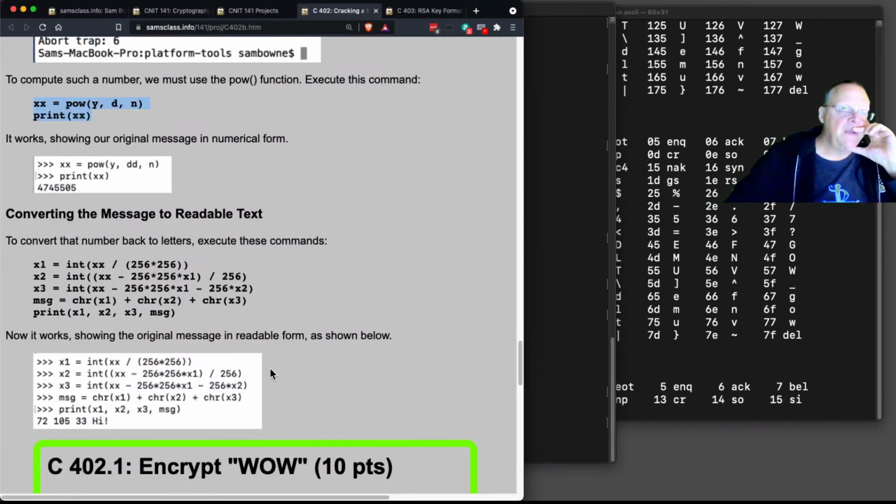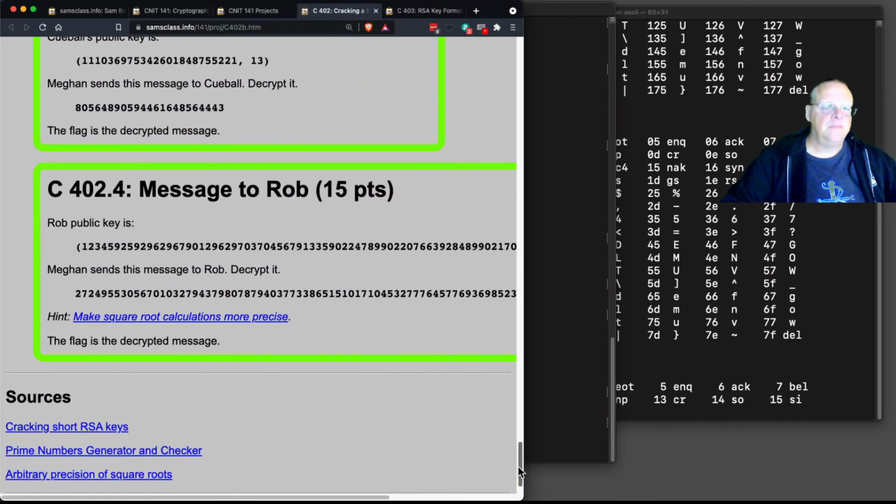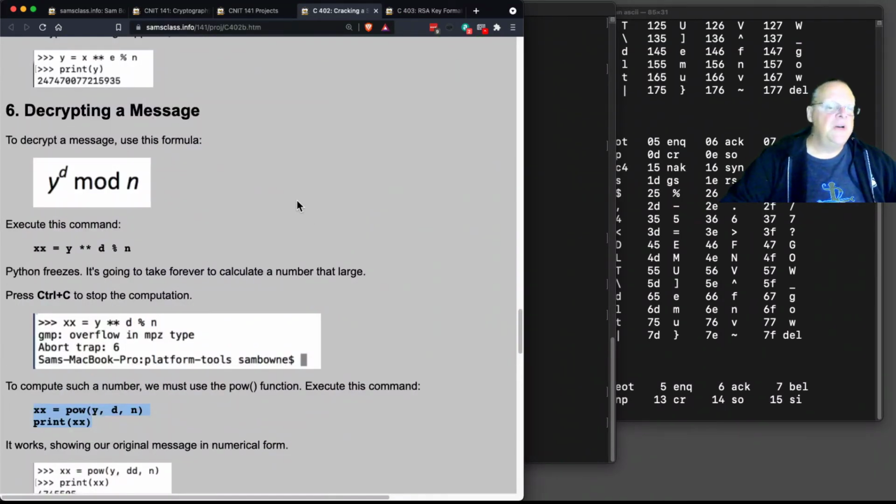All right, so then you've got some challenges, extending this stuff to do. So that's the summary of how that one works.